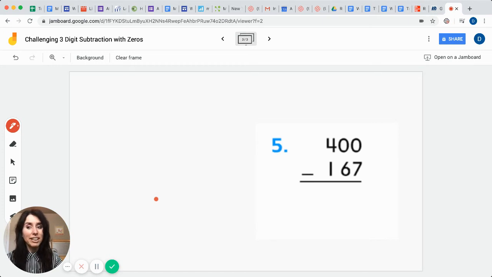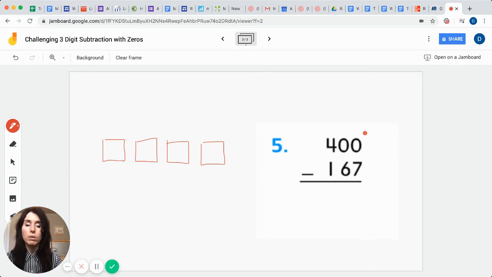Well, hello again. Let's see if you got the right answer. So what I did is I asked you to draw the 4 flats because we need 400 cubes. And we know that we have 4 flats. Part of our question number 5 reads, 400 take away 167. Hopefully you did a great job with this, and I'm sure you did. Okay, so there's my 4 flats. So what do we do next?